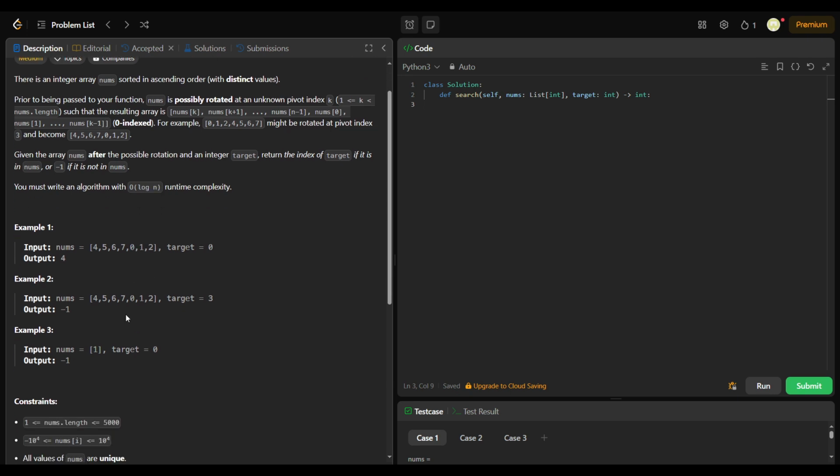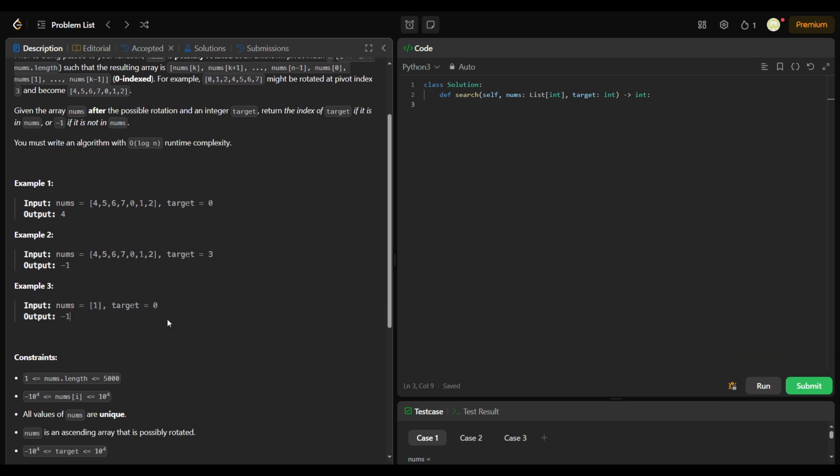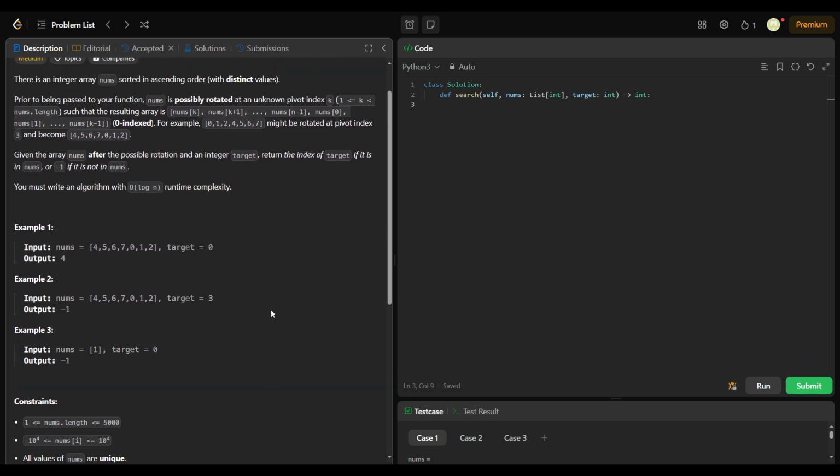For example, in example 2, the target 3 does not exist in this array. There is no 3, so we return -1. 0 does exist, but it would be at index 4: 0, 1, 2, 3, 4, index 4. Here we have an array of 1. The target is 0, it doesn't exist. Return -1.